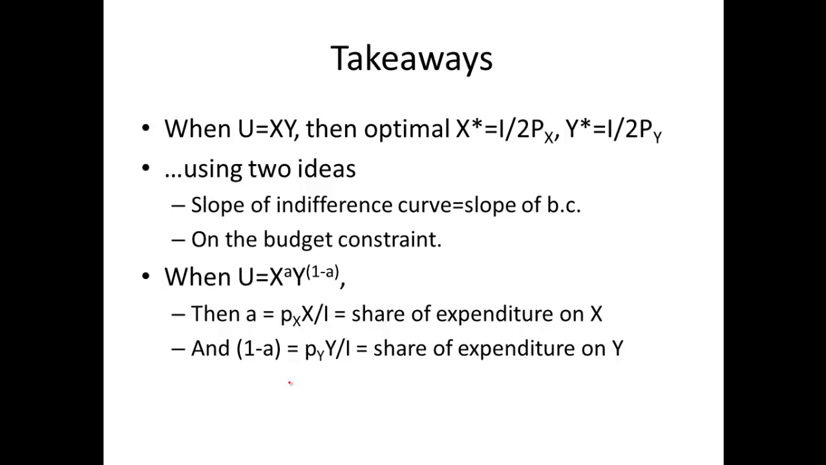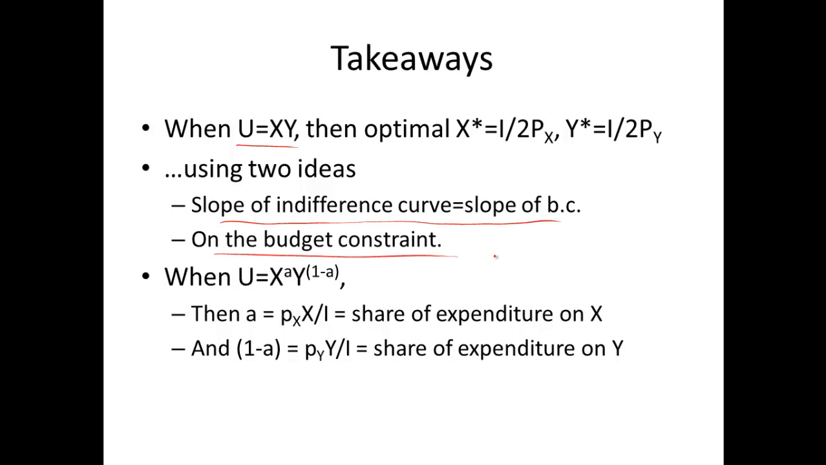All right, what are the takeaways here? Well, first of all, when u equals x times y, the optimal amounts of x and y are x equals I over 2 times px and y equals I over 2 times py. And we get this using two ideas. First, that the slope of the indifference curve equals the slope of the budget constraint. And second, that at the optimum, we're on the budget constraint.